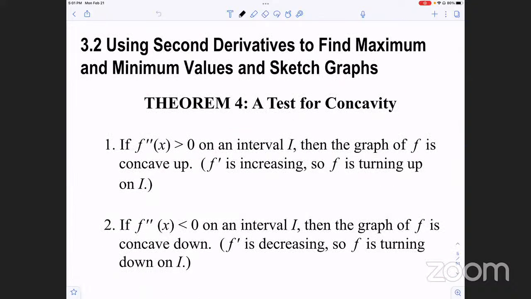So we have this theorem for a test for concavity. If f double prime is positive on an open interval I, then the graph of f is concave up. In other words, f prime is increasing, so f is turning up on I. If f double prime is negative on an interval I, then the graph of f is concave down. f prime is decreasing, so f is turning down on I.